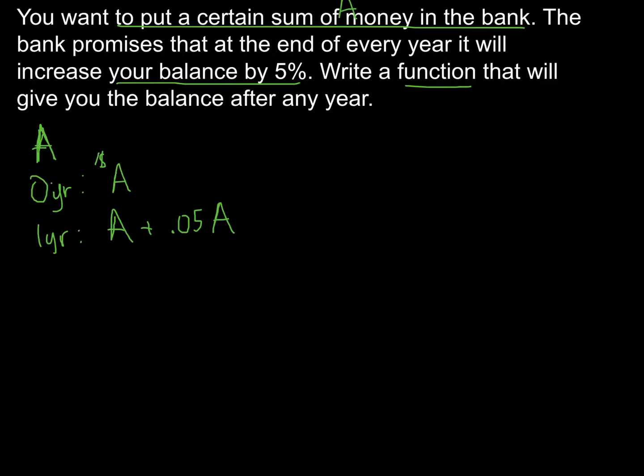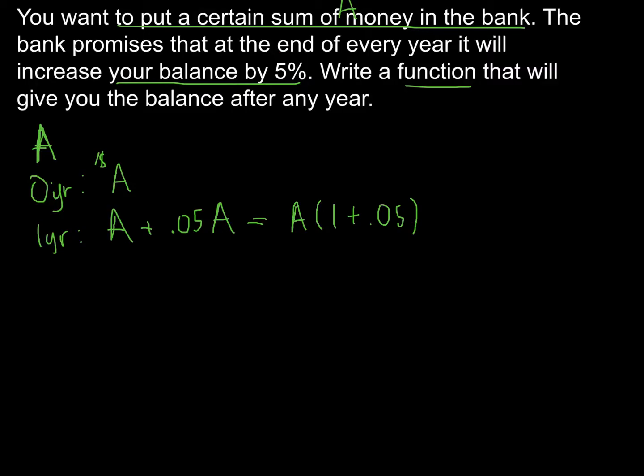And we're actually going to write this, we can simplify this, because we have a common term in each part, right? We could pull out an A. So I can write this as A times 1 plus 0.05. And you'll see why we do this in a second. It always helps to simplify things because it will allow us to more clearly see what's happening.